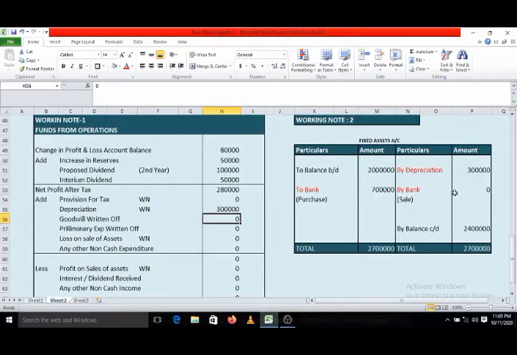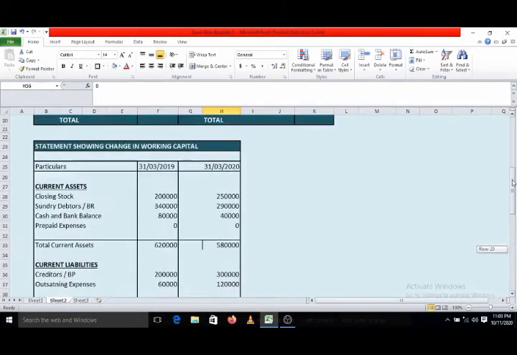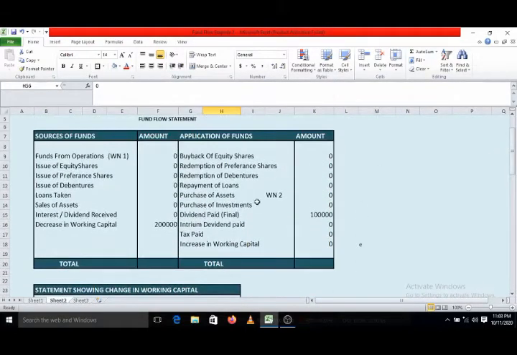In this example, sale of asset is 0, but there is a purchase. So purchase or sale of asset comes directly in the fund flow statement either as an application or a source. So here there is only purchase of new asset, which means application of funds. So directly I will go to the fund flow statement. On the application side you can check out purchase of asset ₹7 lakhs. I write it here so that we do not forget it later. Already we have given the reference of working note, purchase of asset, working note number 2.